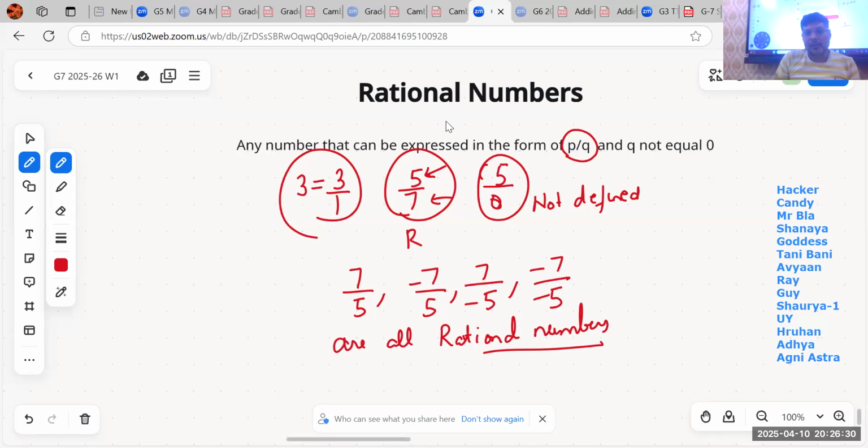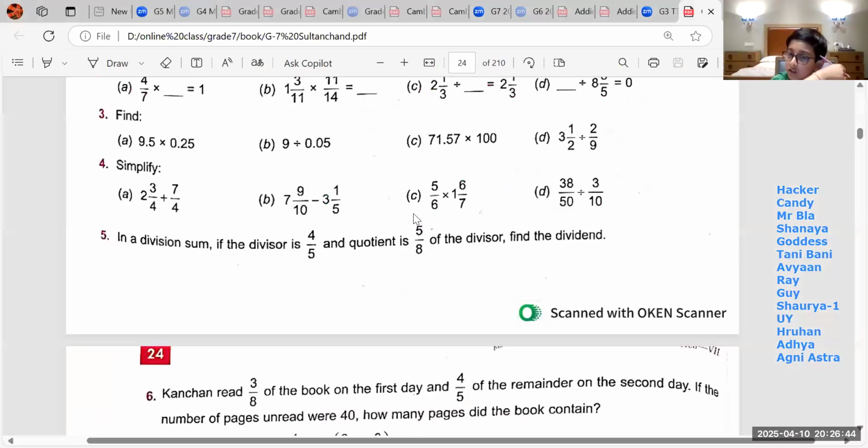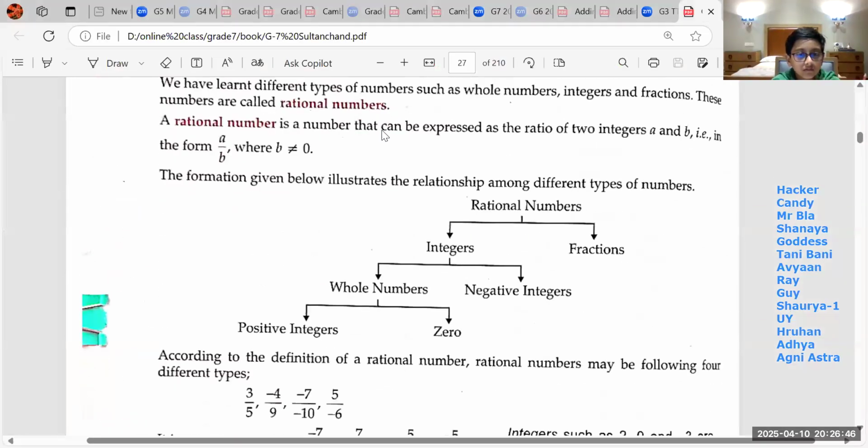So this is the definition of rational numbers, and I will show you one diagram also. Sir, is zero a rational number? Yes, 0 is a rational number.